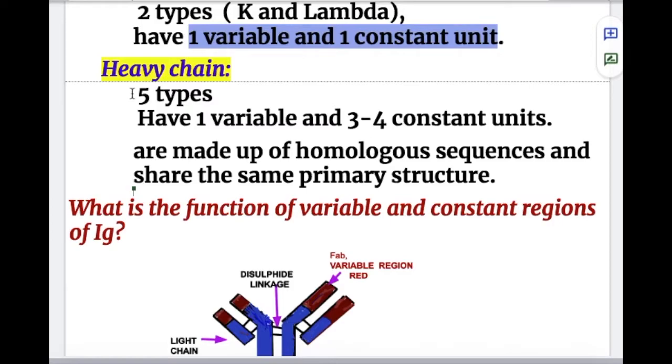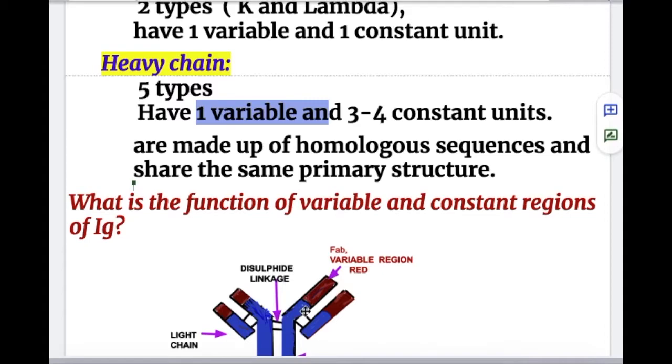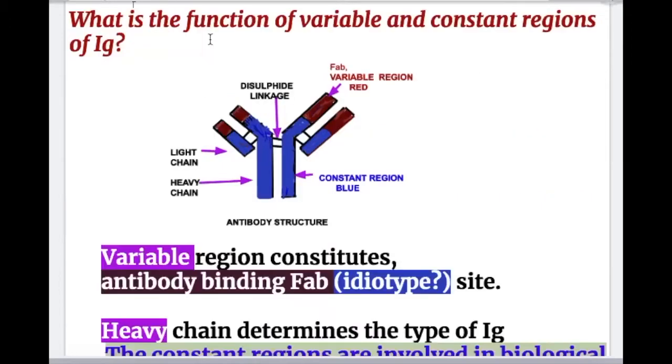The heavy chains are of five types and they have one variable and 3 to 4 constant units. So the heavy chains have one variable and 3 to 4 constant regions, and they are made up of homologous sequences and share the same primary structure. Now what's the function of variable and constant region?